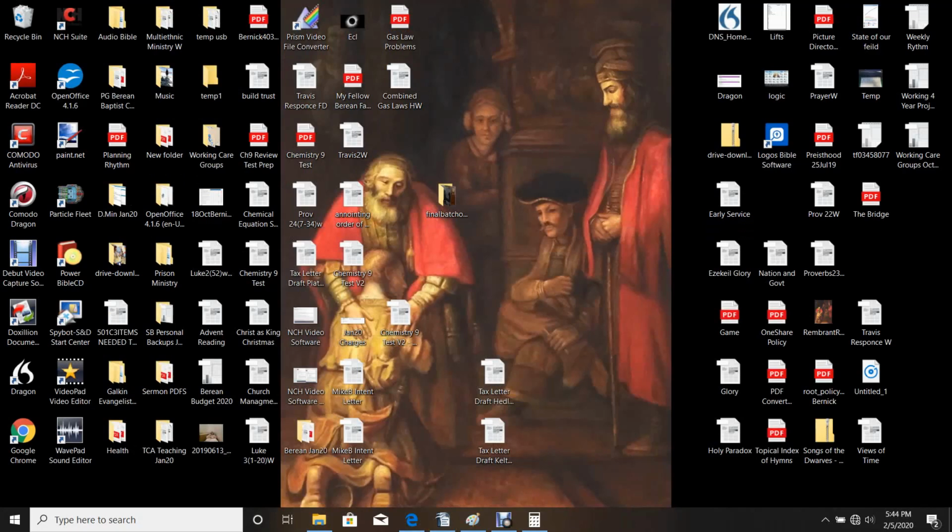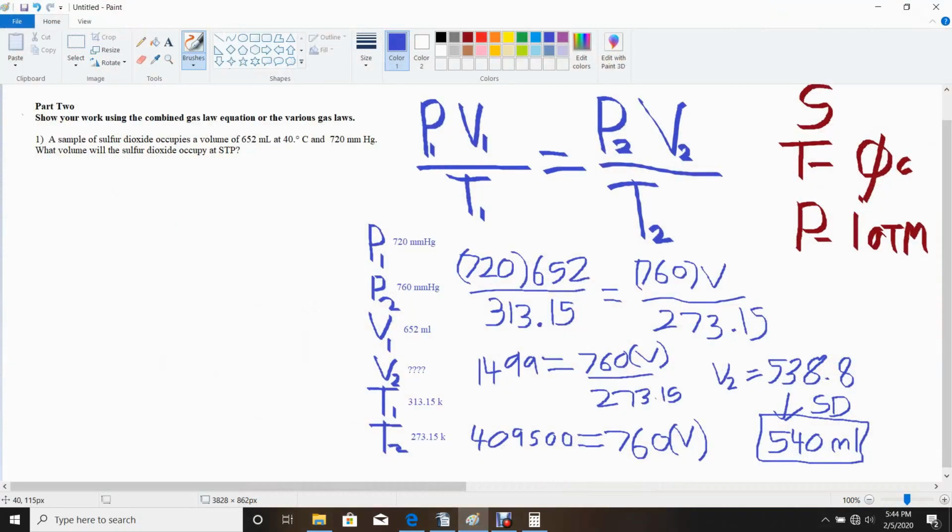Okay, chemistry, a help video for gas law problems, combined gas law problems especially. So let's do this problem. We have a sample of sulfur dioxide. It occupies a volume of 652 milliliters at 40 degrees Celsius and 720 millimeters of mercury.